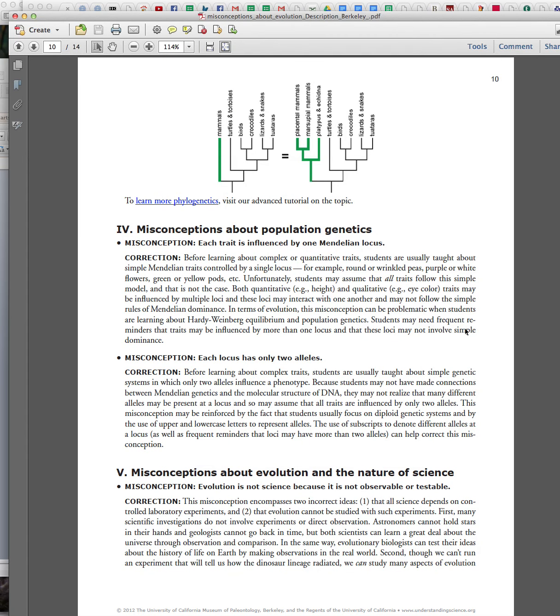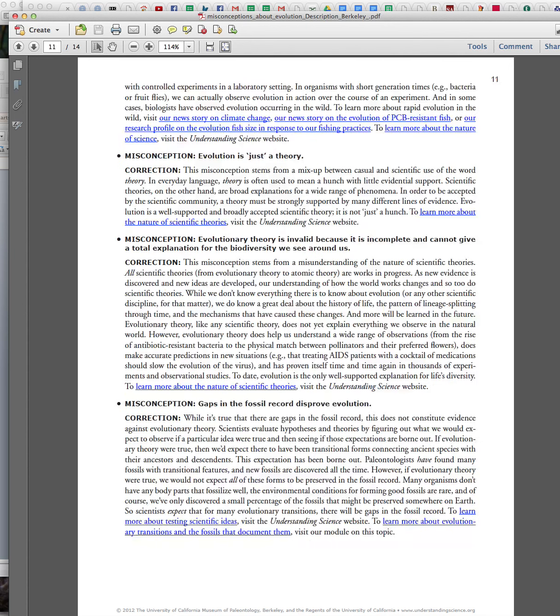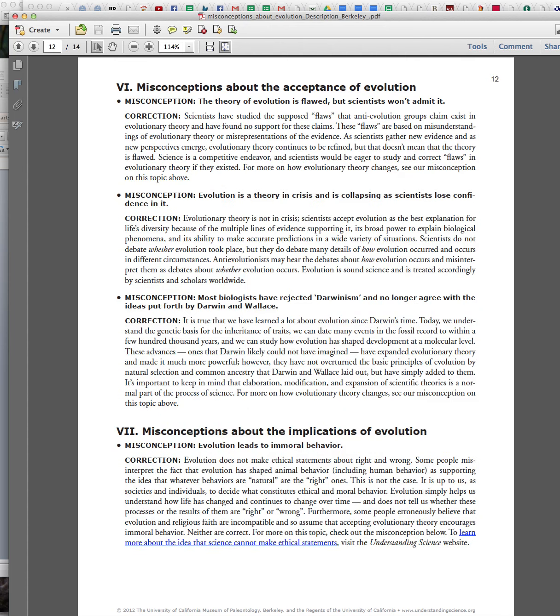Okay. Then you are going to pick up reading again at section 4, misconceptions about population genetics. Yes, definitely read that. You're going to keep going, reading about evolution and the nature of science. Some of this will be easy reading for you. That's great. I'm not going to hold you responsible for the acceptance of evolution. I think you probably would not be in this class if you had issues with these myths, so don't worry about that. I do think a lot of you are interested in morality, and so I'm going to have you look at implications of evolution.